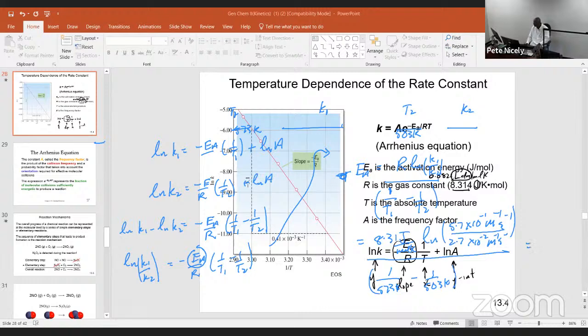And according to my calculations, the answer works out to be 1.04 times 10 to the 5, and that would be joules per mole. That's because the Kelvins cancel out here and here, and these units cancel out here and here, so the only unit remaining would be joules per mole.